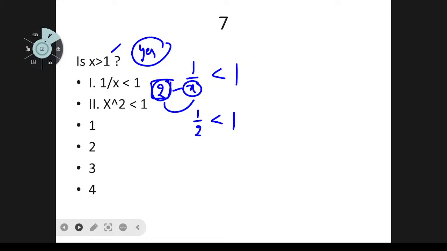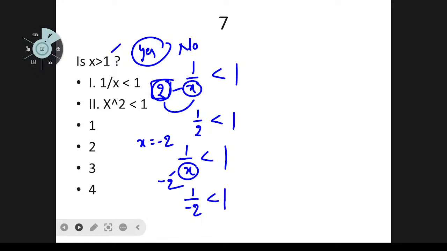Now, another example for this. When it is 1 by x less than 1, is x greater than 1? Here, I want to take x as minus 2. So if x is equal to minus 2, is it greater than 1? No, it is not greater than 1. But I am just seeing 1 by minus 2, is it less than 1? Correct, it is less than 1.